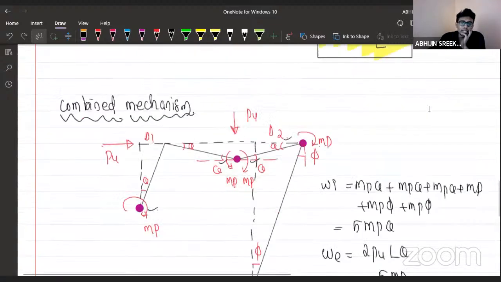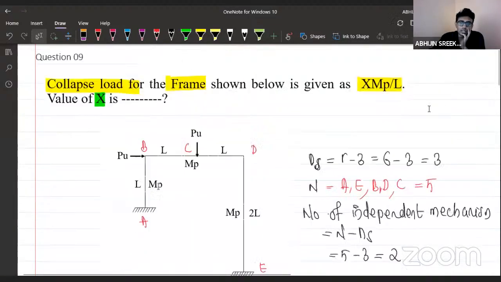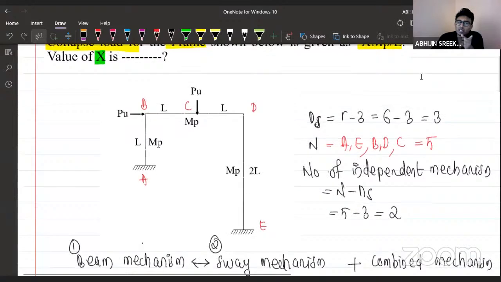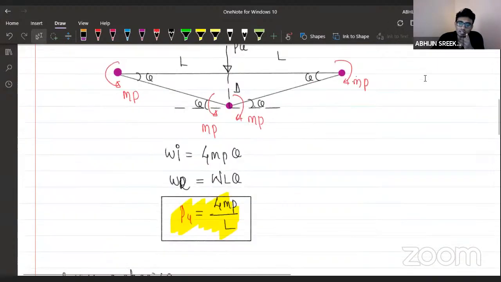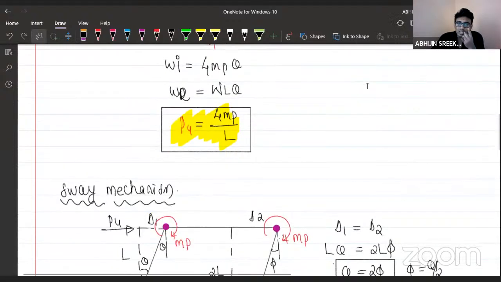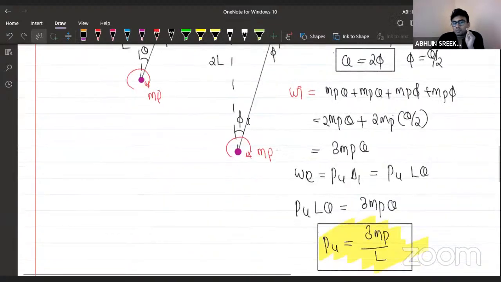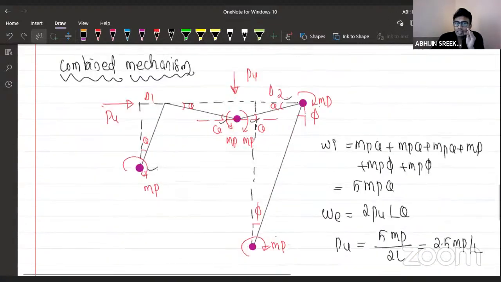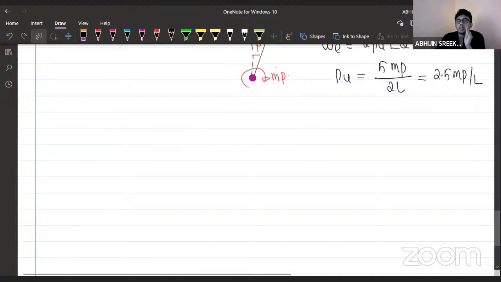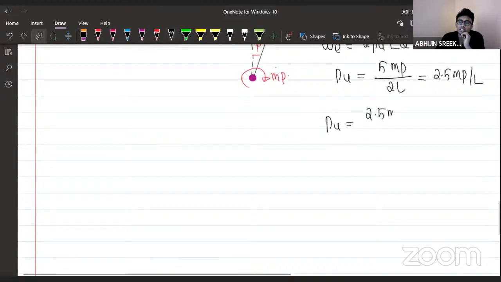From this I need the value of X there, right? First of all I need to find the collapse load. Collapse load is mentioned here in terms of X MP divided by L. I need to give the value of X only here, and X is taken from the collapse load. Collapse load is the minimum of all the possible mechanisms. For the beam mechanism, MP by L is there. From the sway mechanism I got 3 MP by L, and for the combined mechanism I got 2.5 MP by L. Which one here is the collapse load?